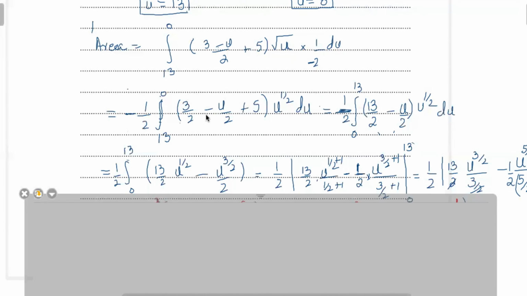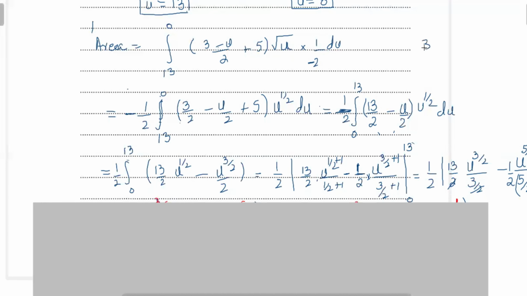Now we add 3/2 plus 5, which is (3 + 10)/2, that's equal to 13/2. We write here minus u/2, and u to the power 1/2 into du. Now you see here the -1/2 becomes a plus sign. The limits of the integral will be interchanged. The upper limit becomes lower and the lower limit becomes upper. Therefore, you see here, 13 to 0 becomes 0 to 13.